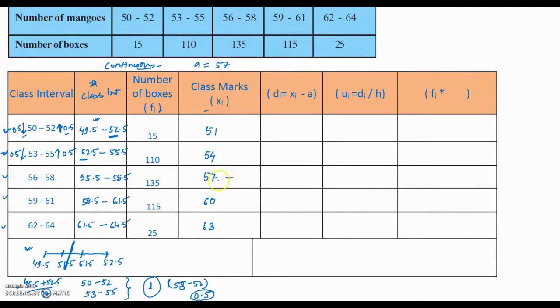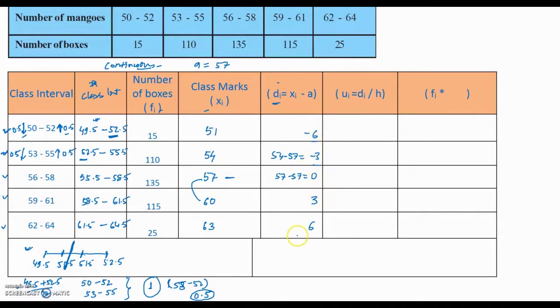So we'll start by finding the deviation first. We'll assume the mean to be 57, and we will find the difference of all the class marks from that assumed mean. So this is 57 minus 57, which is equal to 0. This will be 54 minus 57, minus 3. This will be minus 6. This will be 3. 60 minus 57 will be 6.